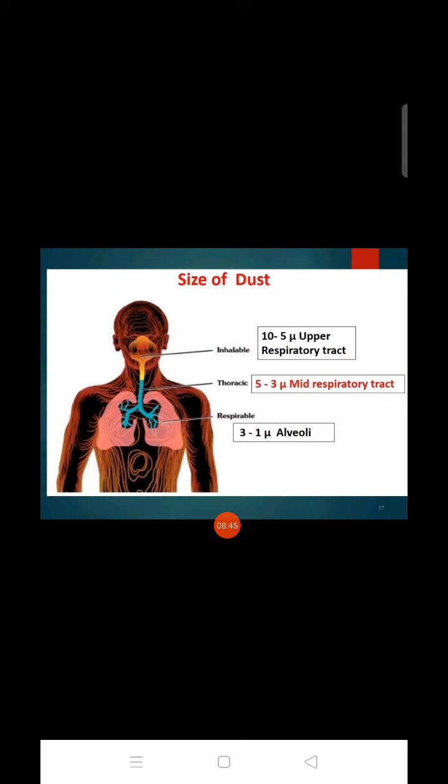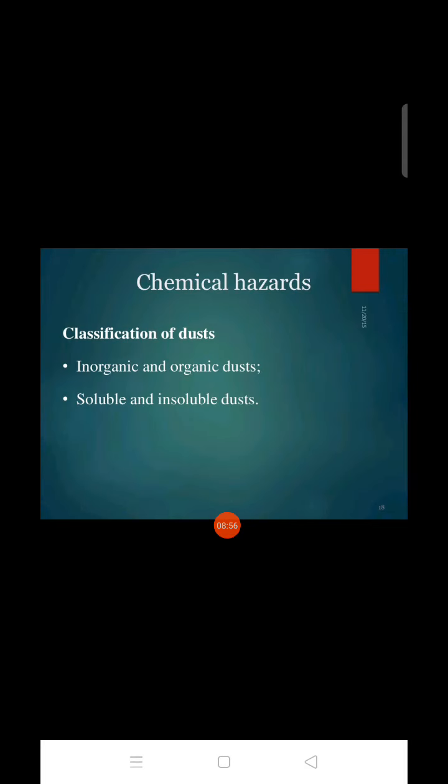Next, what is the size of dust? Inhalable is 10 to 5 microns, the upper respiratory tract; thoracic is 5 to 3 microns; and 3 to 1 micron reaches the alveoli.